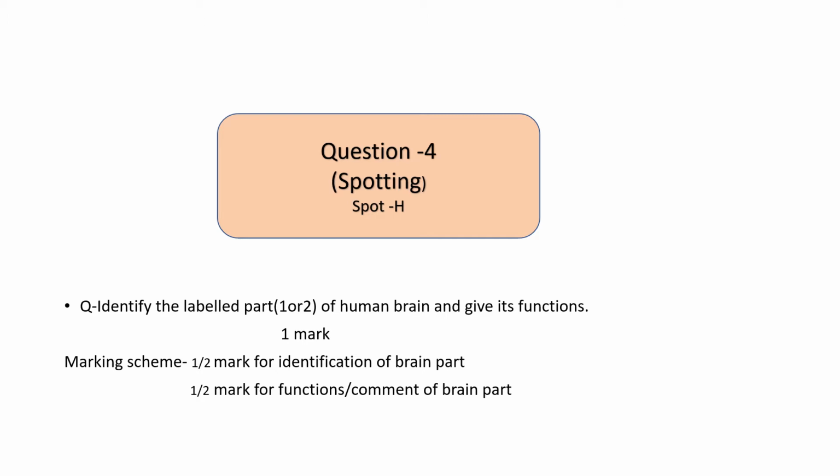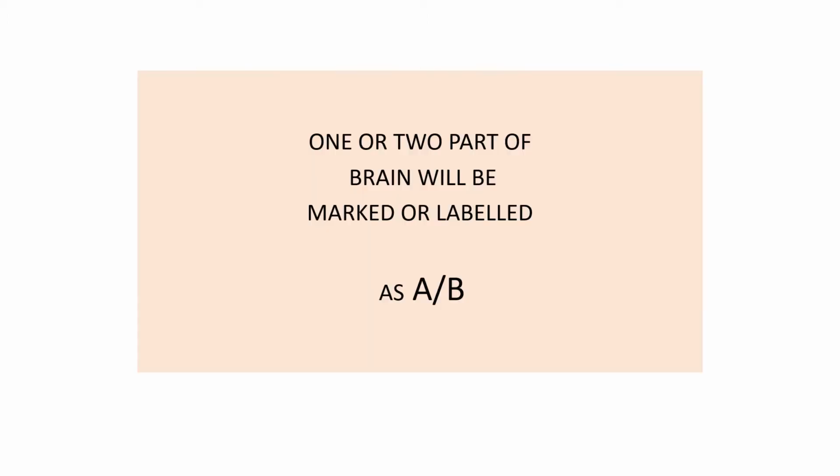Half a mark is for the identification of the brain part. One or two brain parts will be asked, and the other half mark is for the function or a comment on the brain part. One or two parts of the brain will be marked or labeled as A and B. So you have to identify brain part A and brain part B and comment on them.